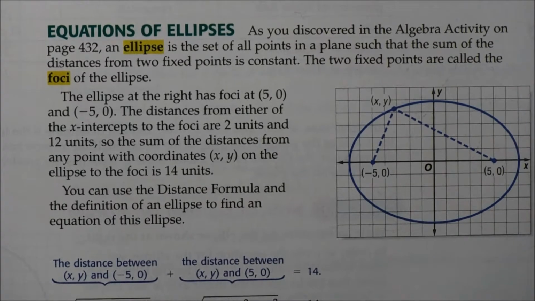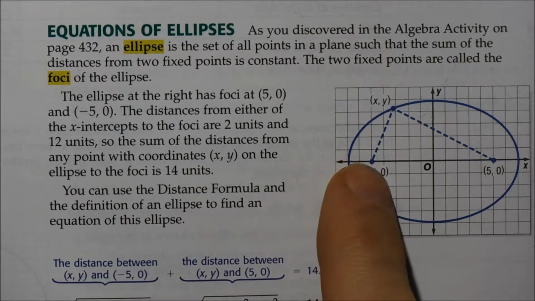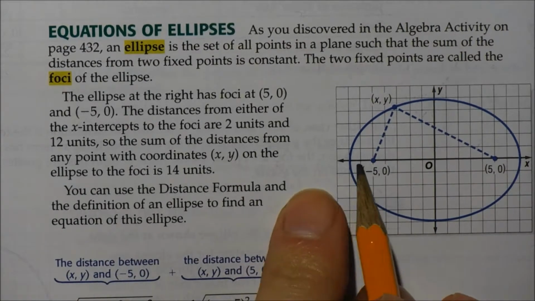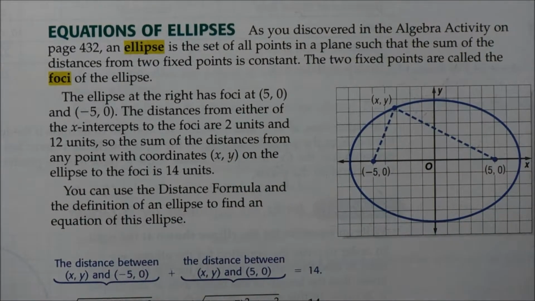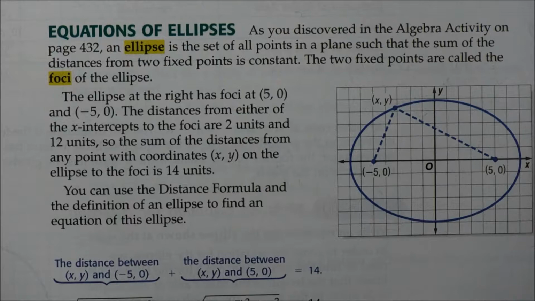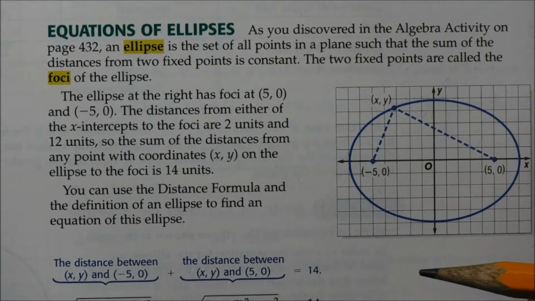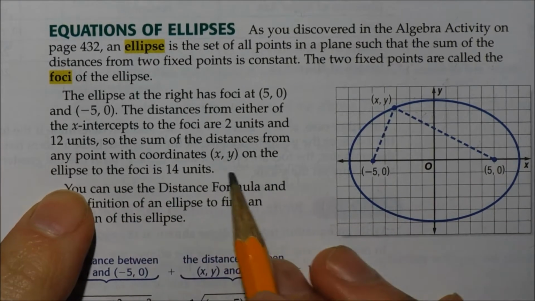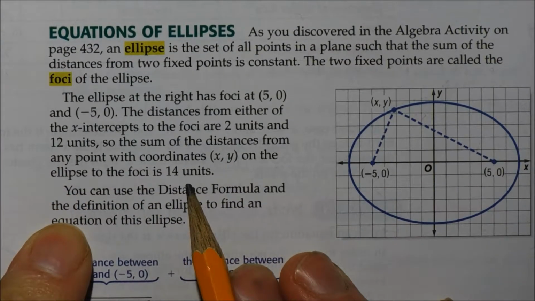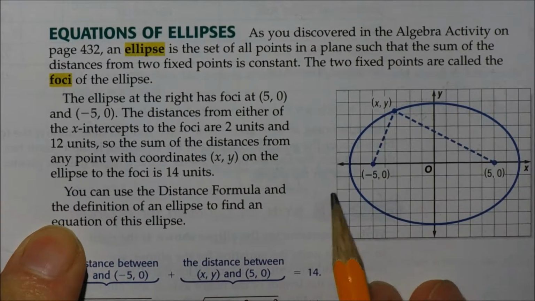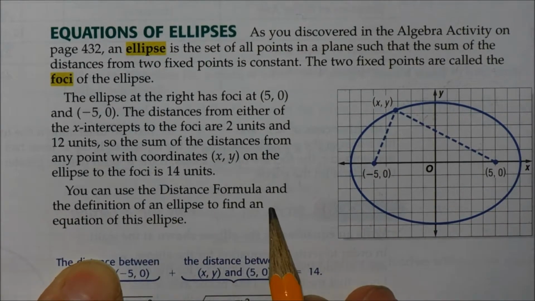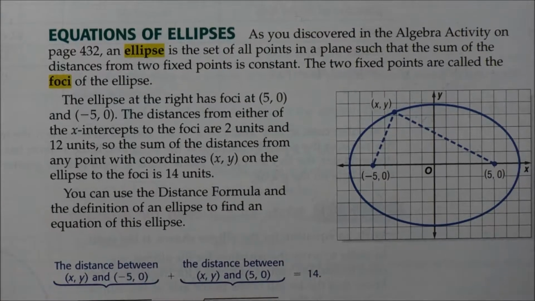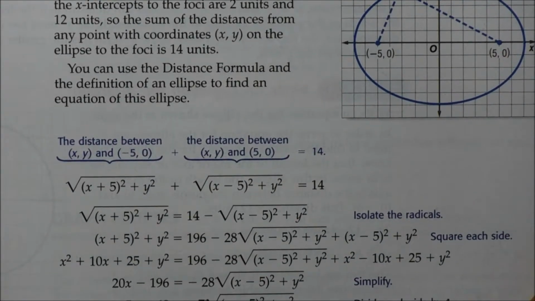All right, so again, when you drag it all the way over here, you'd be looking at the 2 plus the 12, 14. They're saying, let's go ahead and read the rest of the paragraph. The sum of the distance then is 14. That dotted line is 14, and it's always going to be 14. So you can then use the distance formula and the definition of ellipse to find an equation for this particular ellipse. So check it out.